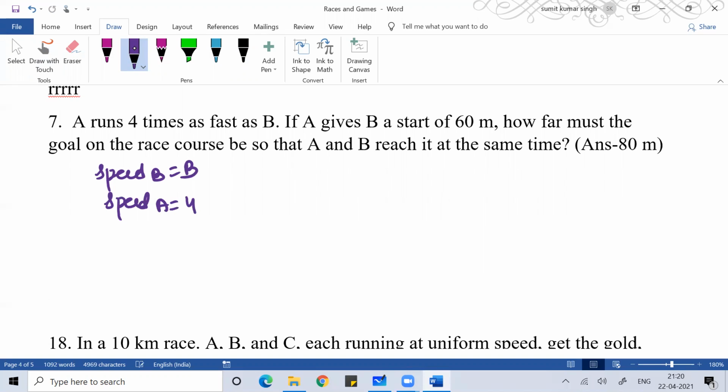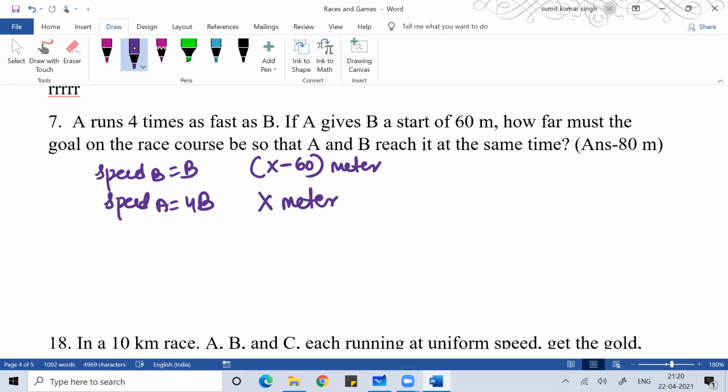The speed of A is 4B. If A gives B a start of 60 meters, suppose A is going to run X meters, then B will run X minus 60 meters.